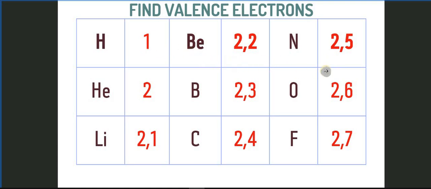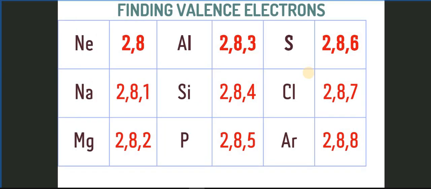Helium has 2 valence electrons, lithium 1, beryllium 2, boron 3, carbon 4, nitrogen 5, oxygen 6, fluorine 7. This way we can find the valence electrons.